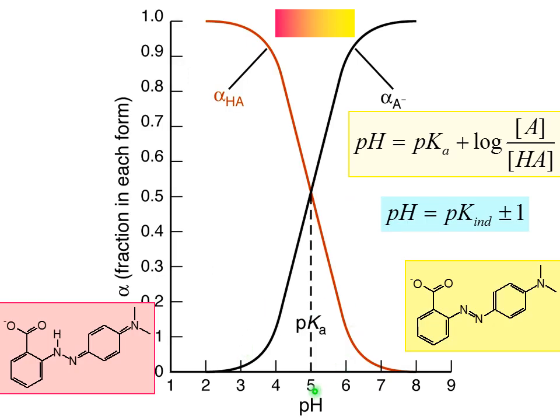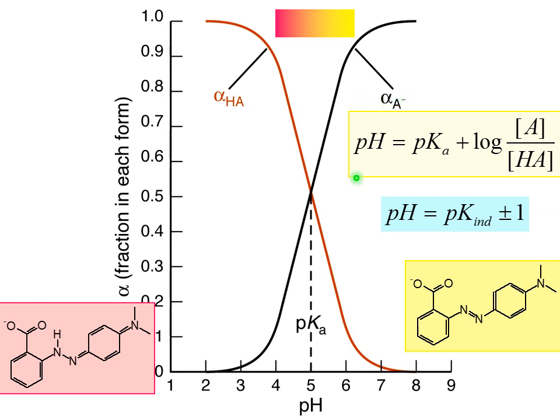So what do we see? An indicator is an acid, so it has its own pK, and at this pK you have exactly the same amount of each form of the indicator. Red and yellow mixing together, giving something like orange. This is the place where you want to stop your titration.